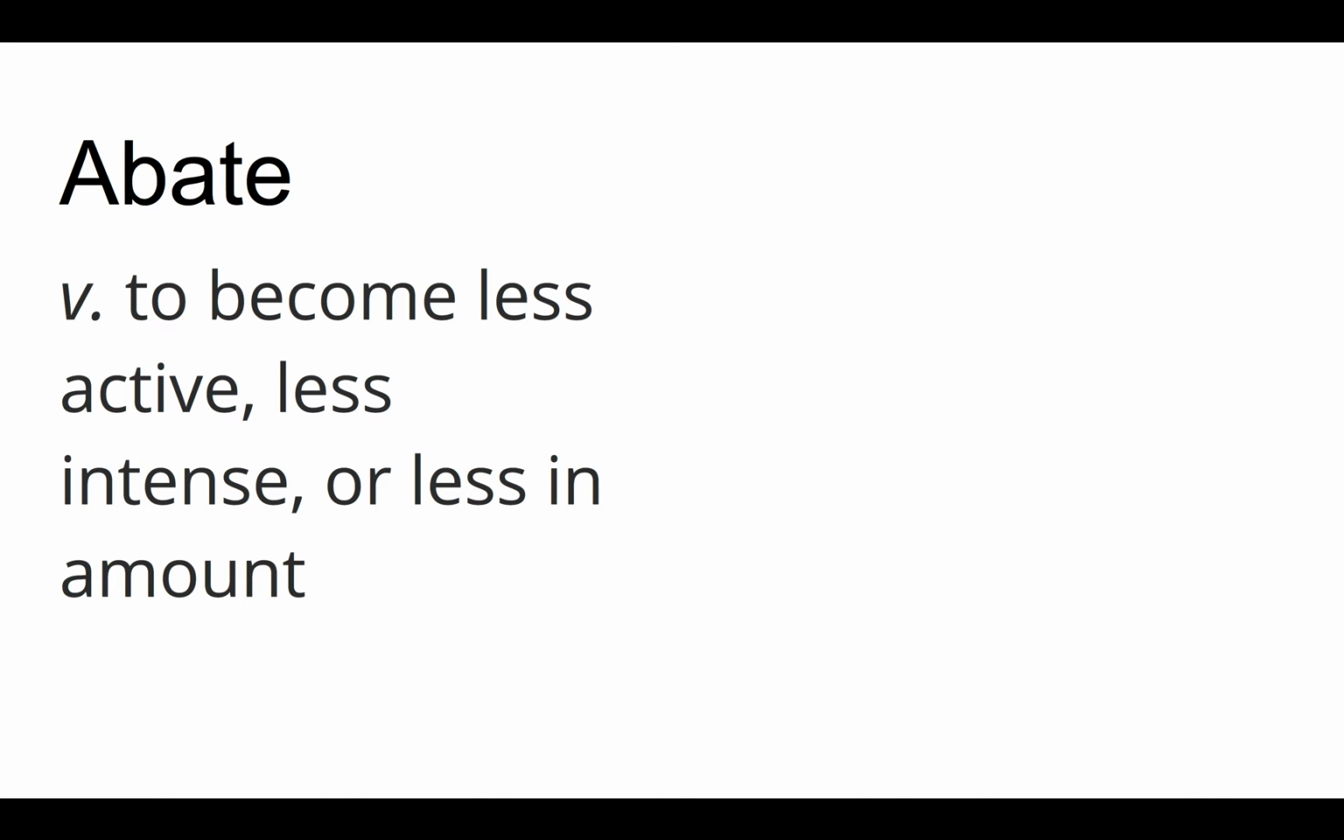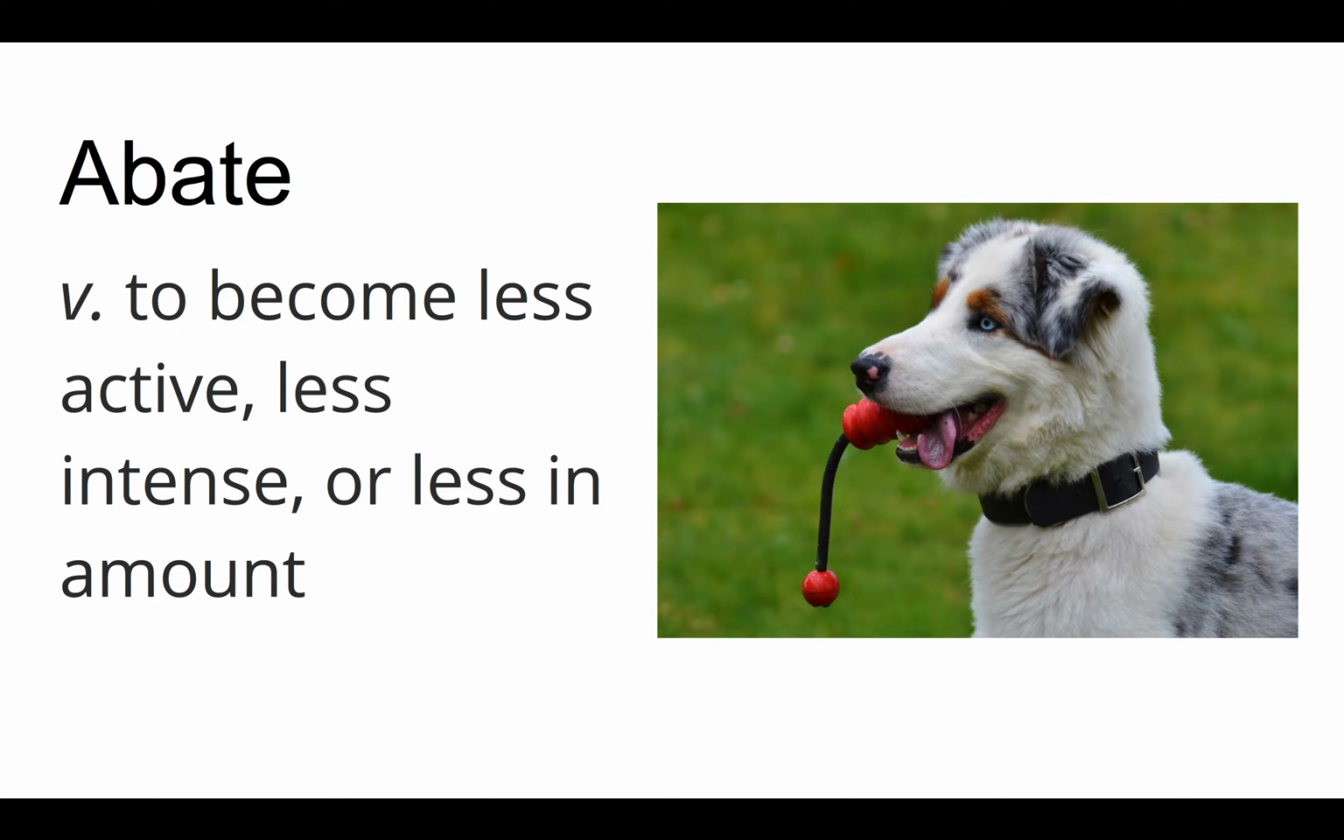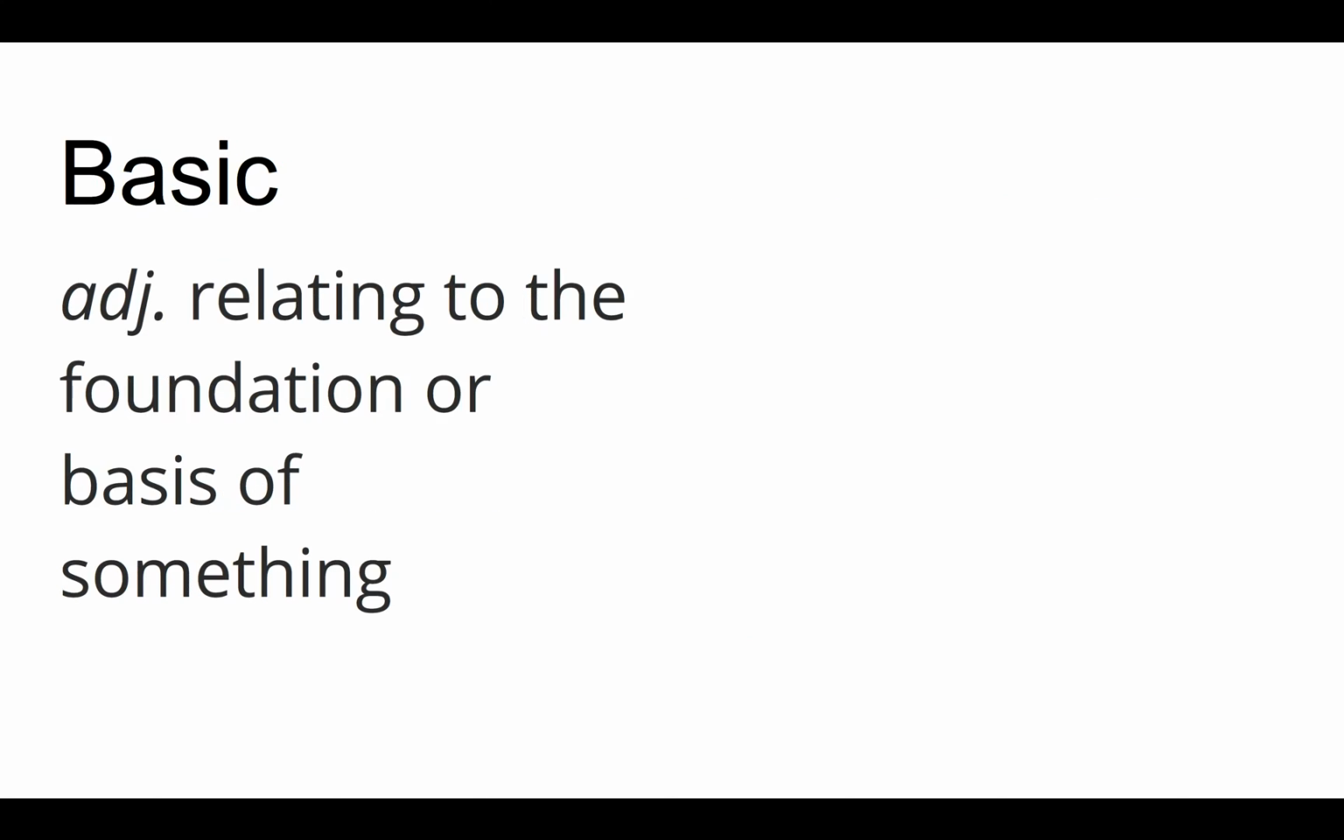The first word is abate, and this is a verb, and it means to become less active, less intense, or less in terms of the amount of something. So for example, if you have a child that has always been afraid of dogs, but then their cousin gets a dog and they spend some time getting to know that dog and playing with that dog, their fear of dogs in general may abate. It may become less over time because they've had a positive experience with a dog.